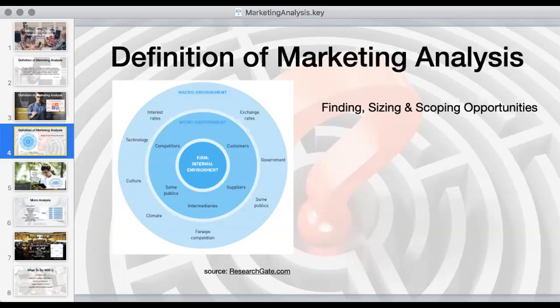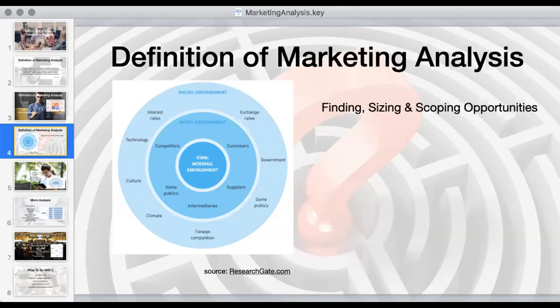then we're starting to do proper marketing analysis. So we're going to use the tools, the macro, micro, and internal, that we're going to talk about in just a moment, to draw together the opportunity to find, size, and scope a marketplace that was going to serve us well to achieve our goals. Okay, so we're looking to find some stuff, we're looking to size the opportunity, and then we're looking to scope potentially our response to that opportunity.